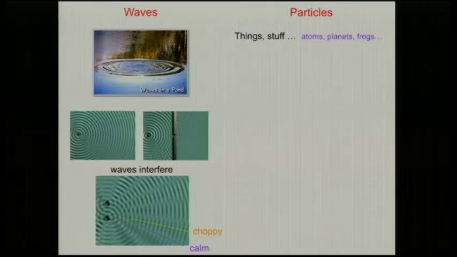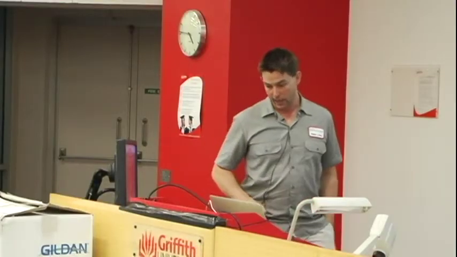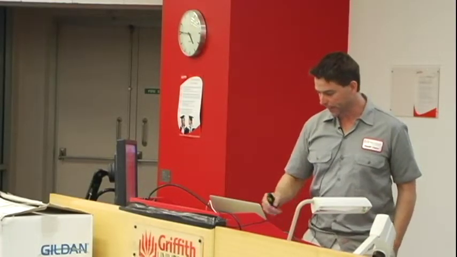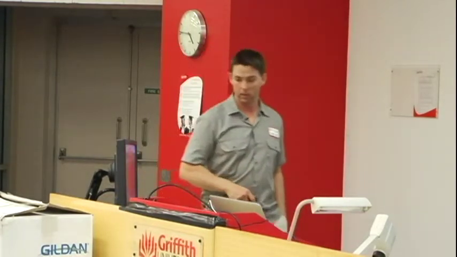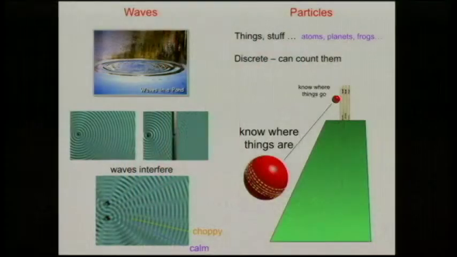But the other half of reality is the notion of particles. That's what we think about when we think about something like this. It's a particle-like object. It's a rigid body. It has well-defined position and momentum and so on. We can count them, and we know, for instance, where they are, and we can infer about where they might end up. Okay, this might be the Australian cricket team at the moment because it's missing the stumps.